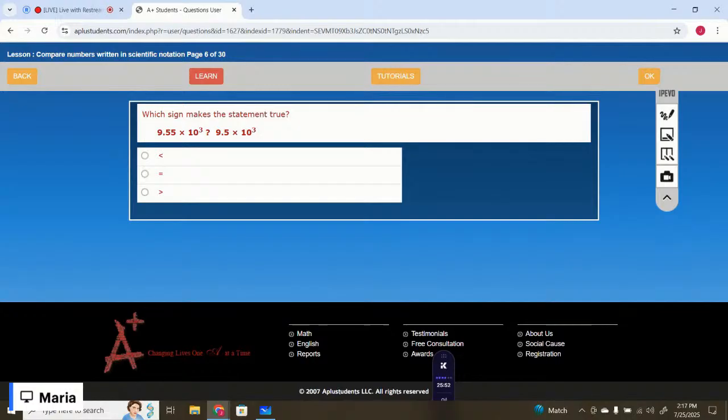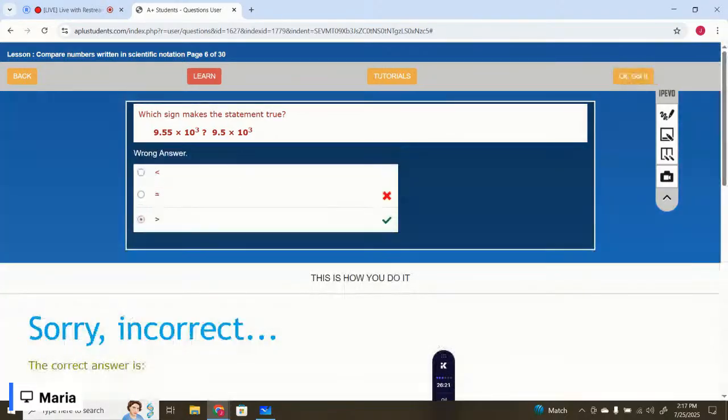Which sign makes the statement true? 9.55 times 10 exponent 3. They both are exactly equal. Option number 2 is the correct option. Oh, 9.55 times 10 exponent 3 is greater than 9.5 times 10 exponent 3.